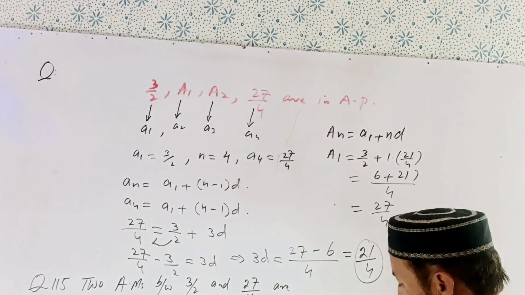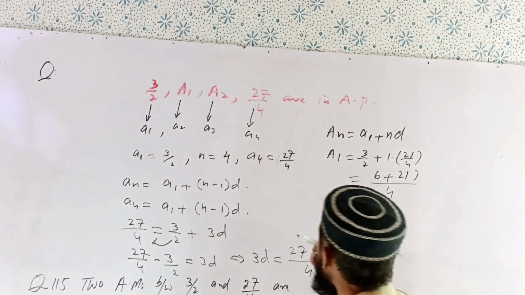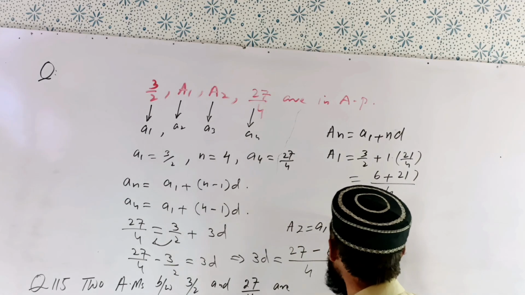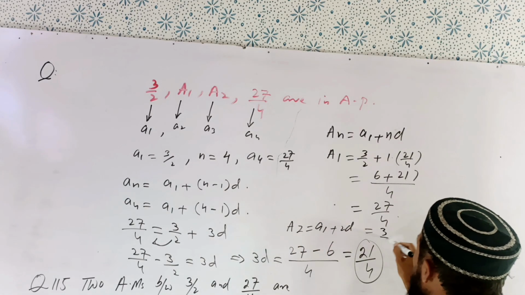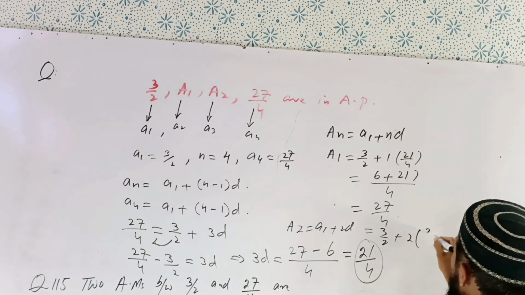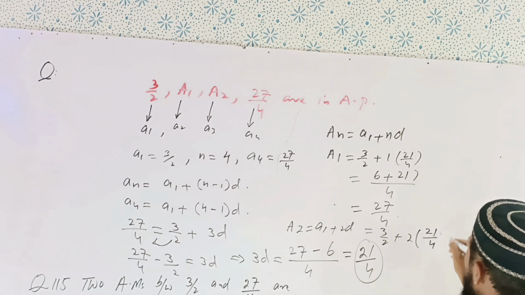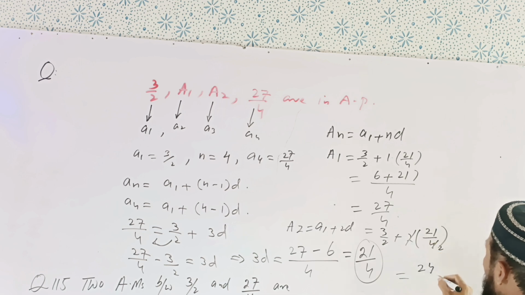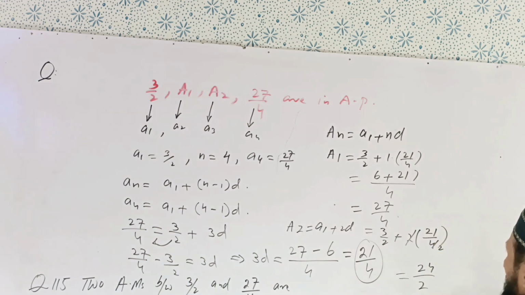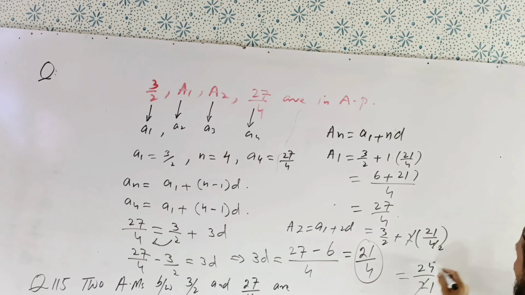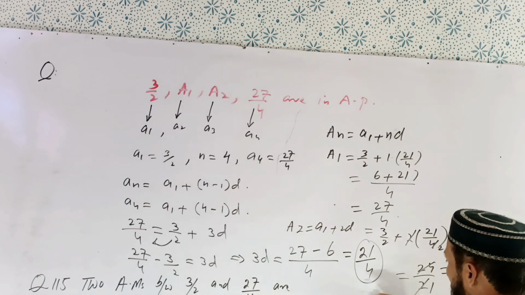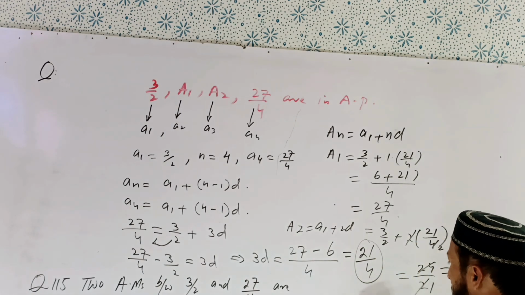And the second value, if we are finding a2, is equal to a1 plus second value d. a1 is 3 divided by 2 plus 2, and d is equal to 21 divided by 4. Both are cancelled. Here we get 24 divided by 2, which is 12, and there is no such option, so you can write none of these.